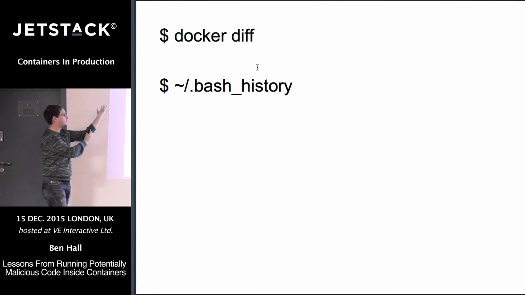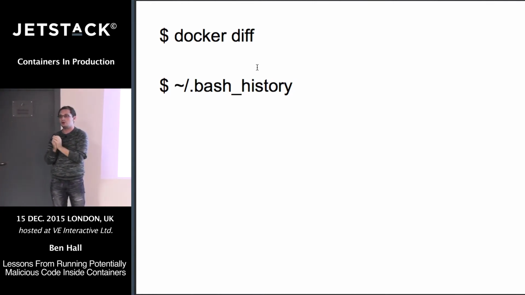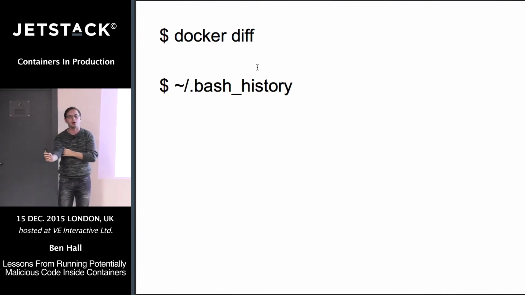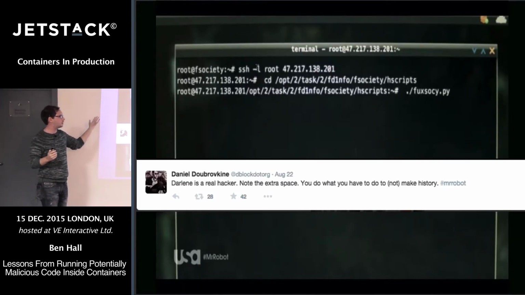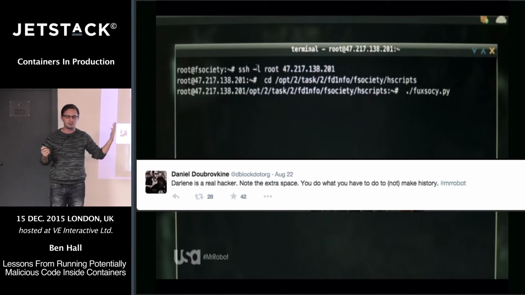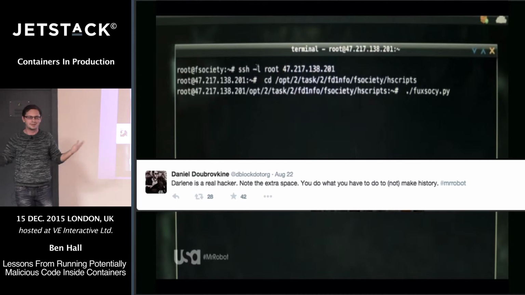The first thing Docker does out of the box is docker diff. This allows you to see the changes that happened on the file system within the container. So if the user's creating huge files, you can see what changed and detect it. There's also things like bash history, so you can detect what commands they had run. But as we learned from Mr. Robot, not adding things to your bash history file is not that difficult. You just add an extra space and it's not logged. So we needed other ways around it.